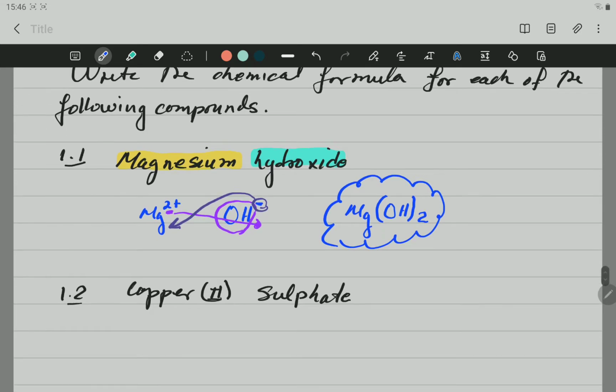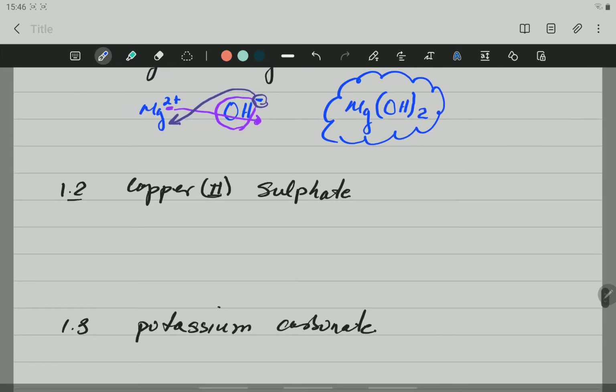Let's see another example. We have now copper 2 sulfate. Go to the table and get copper 2 sulfate.